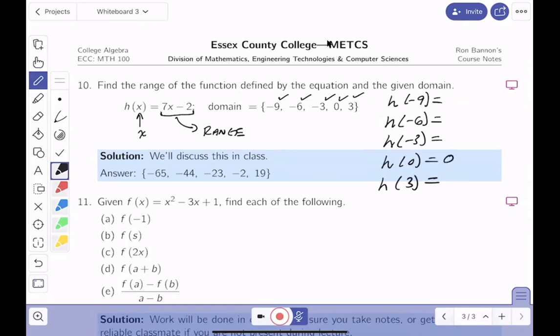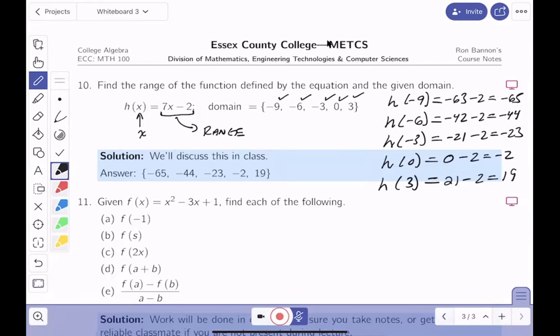This would be 0 minus 2, which is -2. Let me do 3 next. That's 21 minus 2, which is 19. You may wonder what I'm doing. I'm doing 7 times the argument. Well, 7 times 3 is 21, and 21 minus 2 is 19. Now, 7 times -3 is -21, minus 2. That's -23. Now, 7 times -6 is -42, minus 2, which is -44. 7 times -9 is -63, minus 2 is -65. So I know my range now, and I'm going to write it down for you.